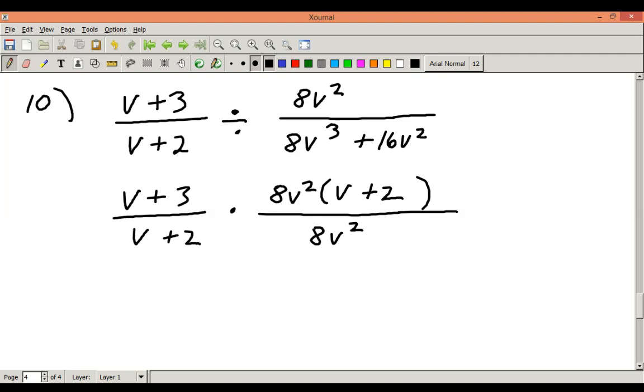Okay, now the fun part, just factor everything that you can. Looks like the v plus 2s are going to cancel. Looks like the 8s are going to cancel. Actually, the 8v squareds are going to cancel. And all you have left then on top is v plus 3. And that's, of course, just going to be over 1. But we would never write it that way, so we'll just write that as v plus 3.